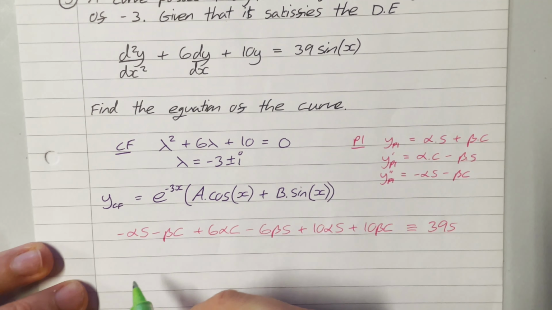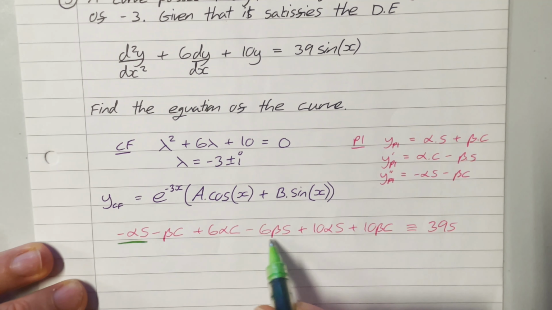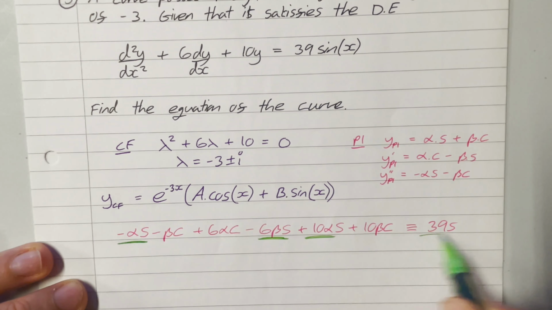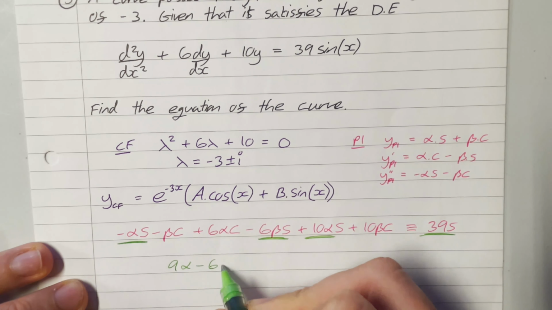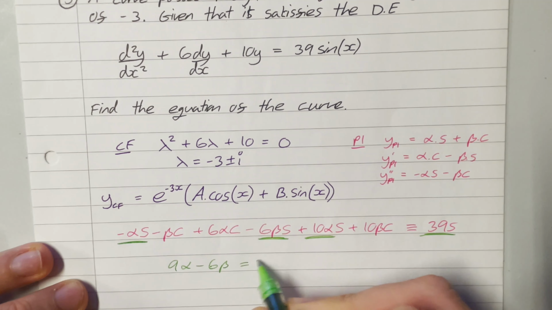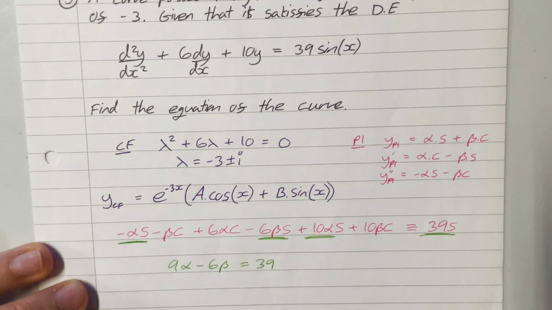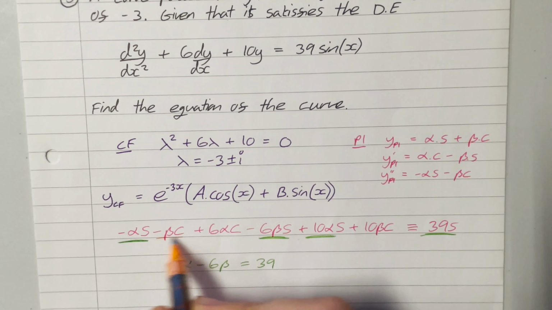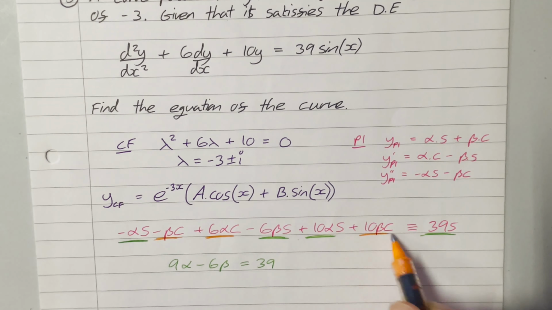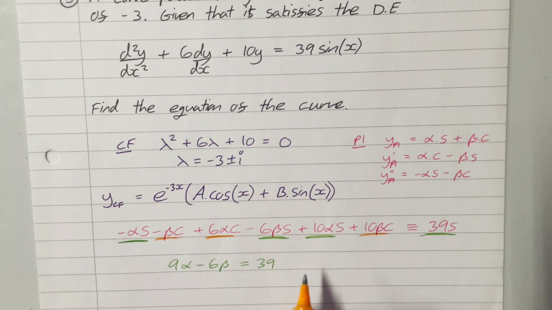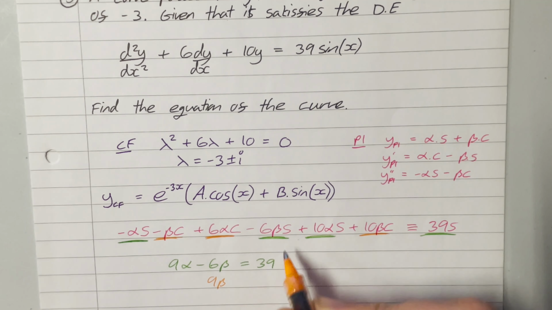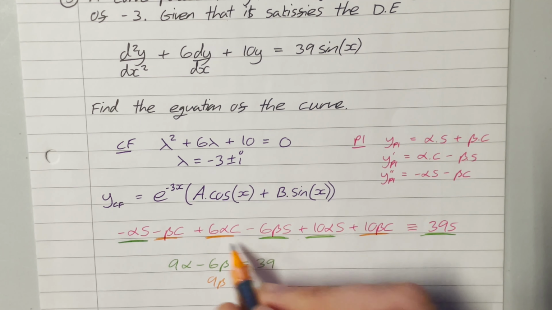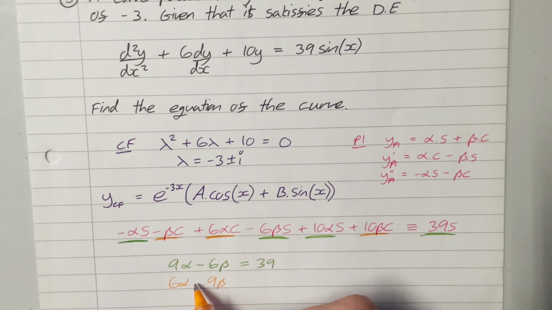Okay. Equate the coefficients. So I've got a sine there, a sine there, a sine there, and a sine there. So that's 9 alpha minus 6 beta needs to be 39. And then the cosines, I've got one there, and one there, nothing on the right. So that's 9 beta plus 6 alpha, and that's going to equal 0.